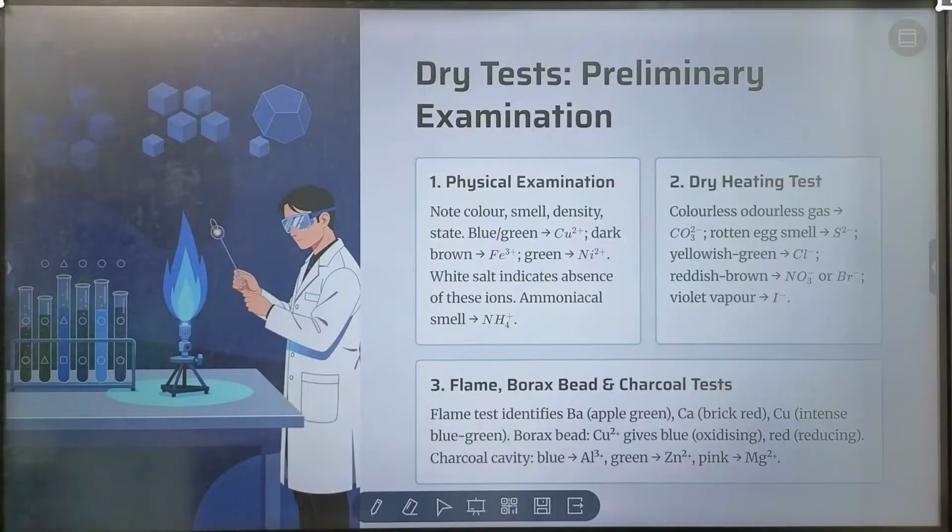So from this flame test, borax bead test and charcoal test, from the color of the flame, from the color of the borax bead and from the color of the residue which is present in the charcoal cavity, we can confirm the presence of some of the cations. And these are the preliminary tests we usually do to analyze what is the cation and what are the anions present in the given salt.